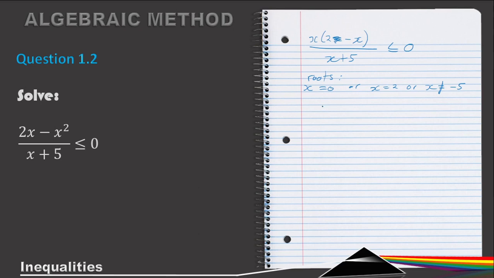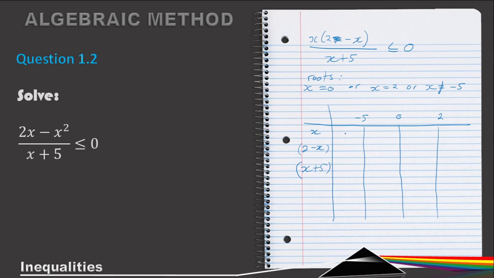Alright, we have the roots. We can now just draw our table. We have 3 roots, so we're going to draw 3 lines over here and list them. So minus 5 is first, then 0, and then 2. Right, then we list our factors. So x, then 2 minus x, and then x plus 5.